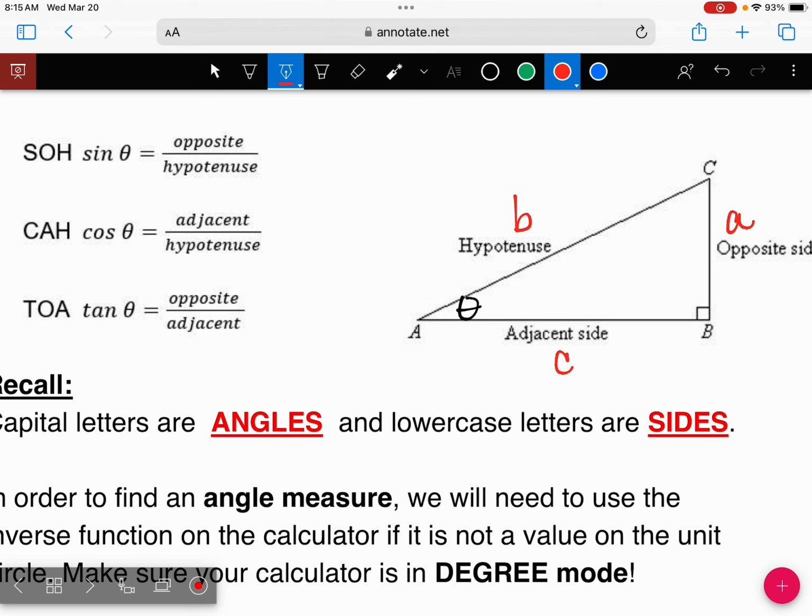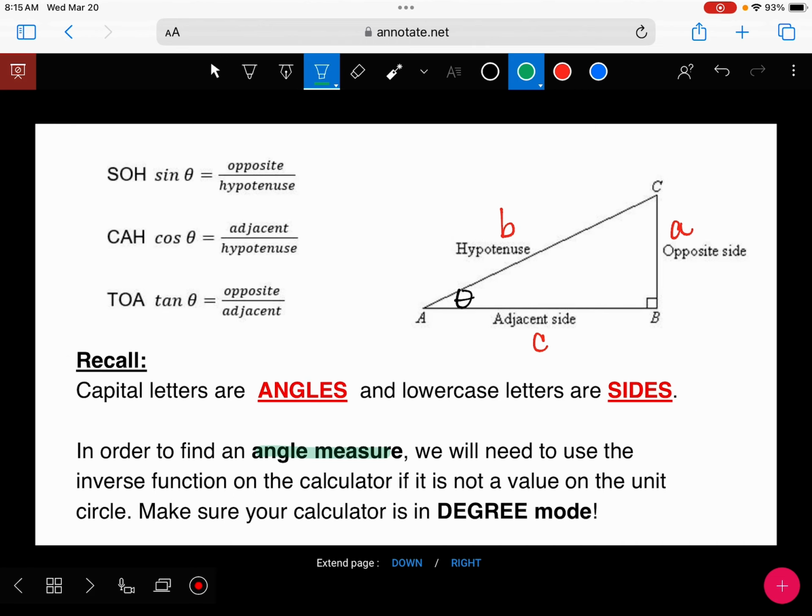Anytime you're using your calculator to find an angle measure, we have to use the inverse function. So on your calculator, you should see sine, cosine, tangent. And above it, you'll see the inverse: inverse sine, inverse cosine, inverse tangent. To get to the inverse, you have to hit the second function key.